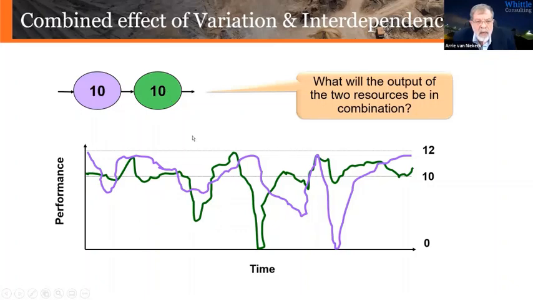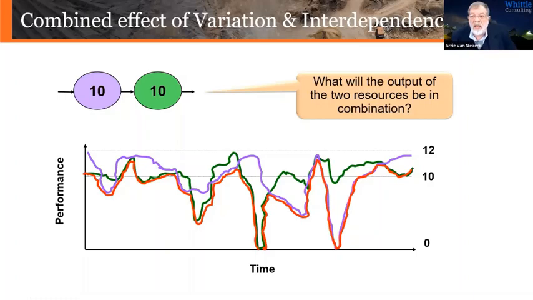A little while later, the green resource drops to 4. It blocks the purple resource from doing more than 4. And only 4 reports out at this end. So what's coming out this end of this chain is the superimposed graph of the 2 variations. And I'll color it in with red so that you can see it. And immediately you can see this chain is producing significantly less than 10. Well, maybe not significantly, but definitely less than 10. But you remember we started off with 6.